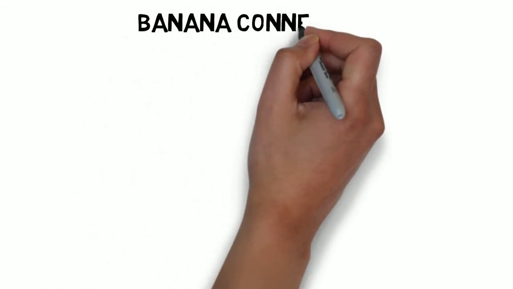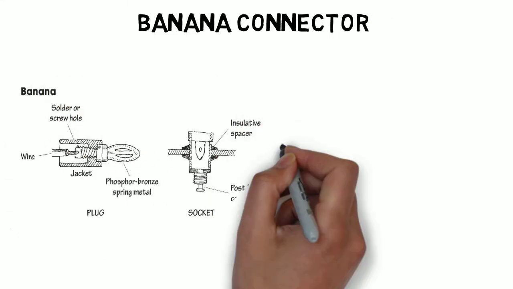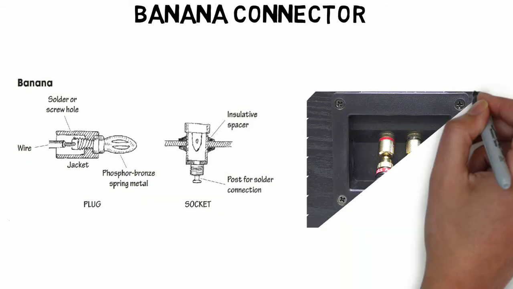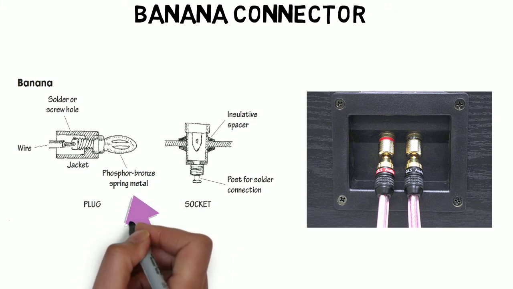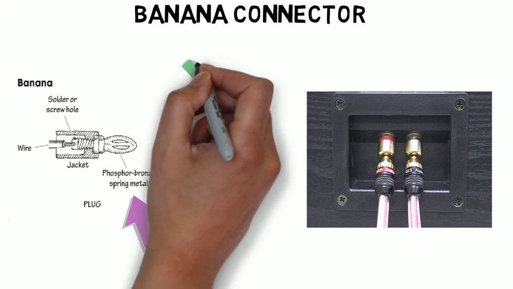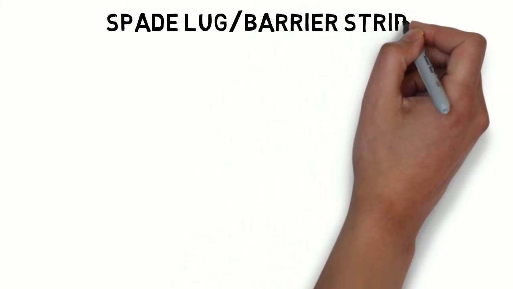Second on our list is the banana connector. This is used to connect single wires to electrical equipment. It is frequently used with testing equipment like oscilloscopes, lab bench power supplies, etc. It is made up of four leafed spring tips that snap into the jack, and the socket is made up of an insulative spacer.